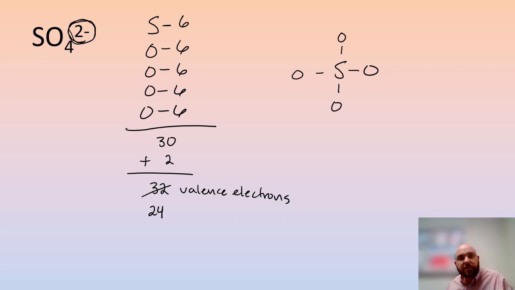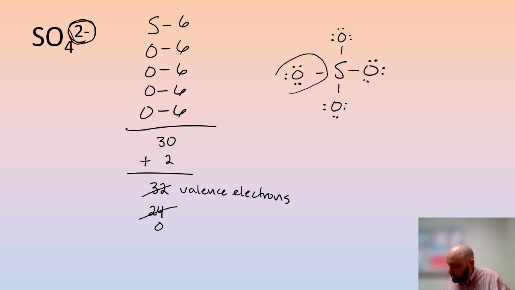We can probably see that that leaves us with 6 apiece to distribute around our terminal oxygens. 6 on this one, 6 on this one, 6 on this one, 6 here. That is 24 used, so we've used all of our electrons. If we counted up all of the electrons in that structure there, we would probably find out that we've used 32 electrons. We can then go and check and see, does everybody have a satisfied octet?